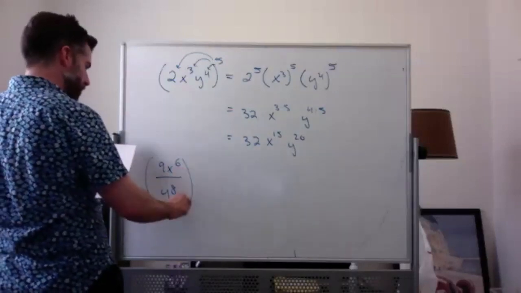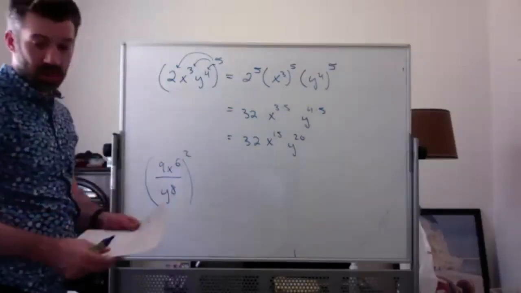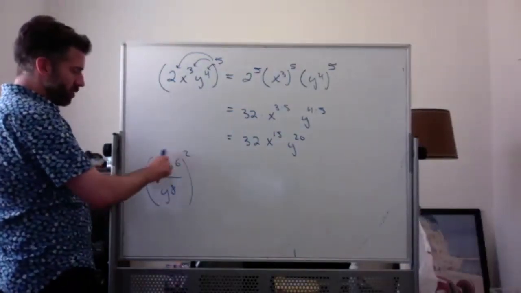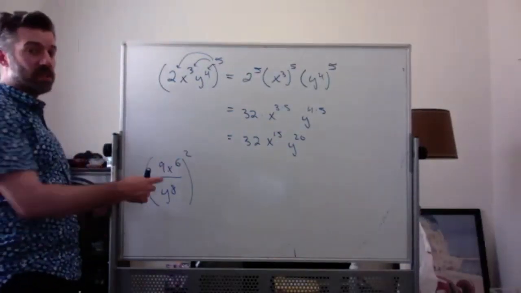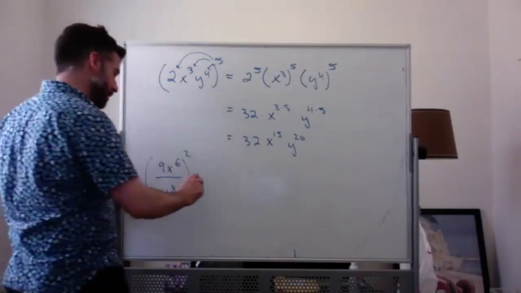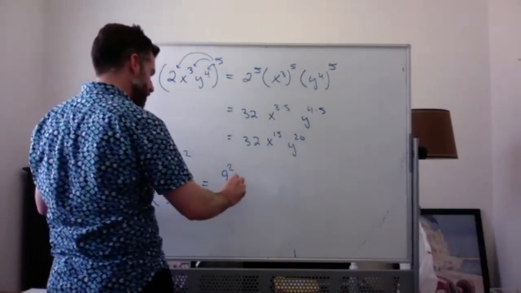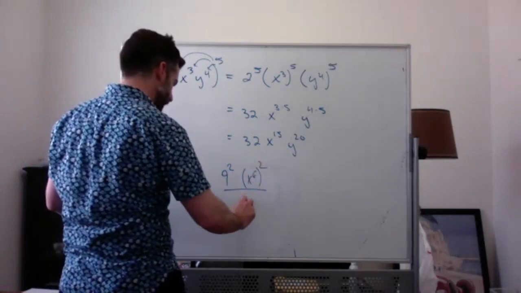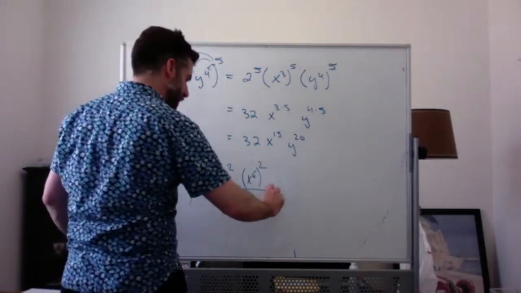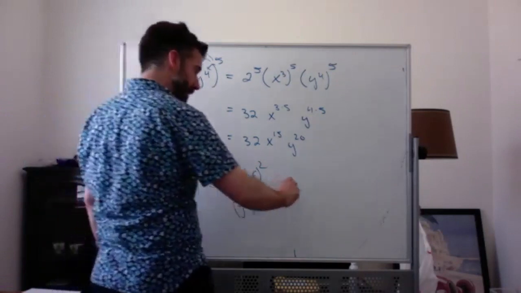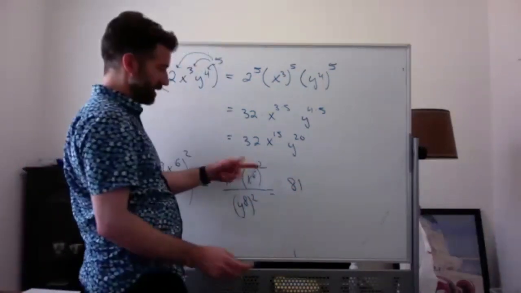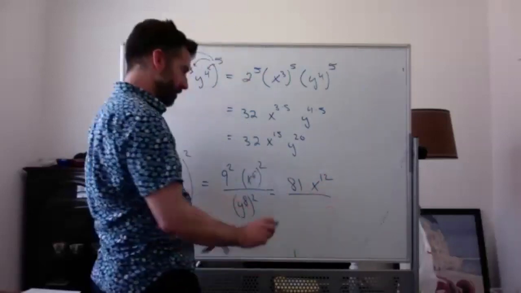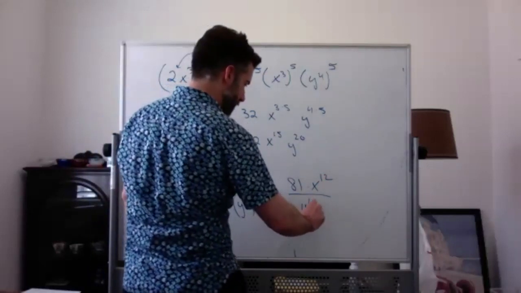Another example, say 9x to the 6th over y to the 8th, quantity squared. You can just square each part. Again, I'm thinking of the power of 2 distributing to each of the independent factors. So we get 9 squared times x to the 6th squared over y to the 8th squared, which is 9 squared is 81, x to the 6th squared is x to the 12th, and y to the 8th squared is y to the 16th.